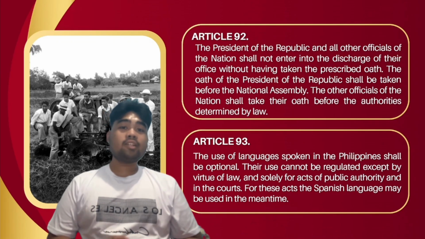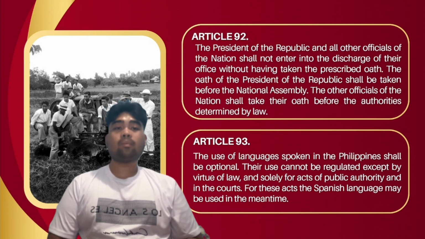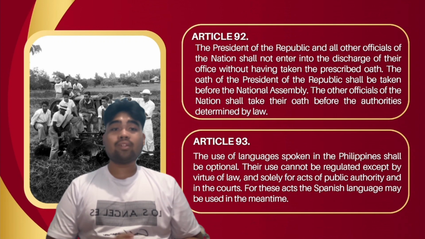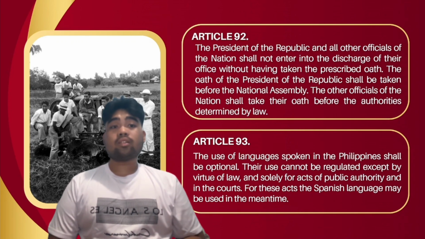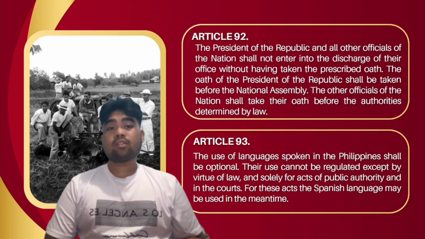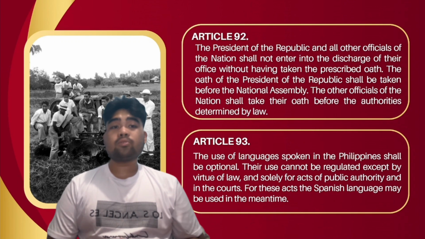Moving on, Article 92 states that all the government officials, including the President of the Republic, shall not enter the discharge of their office without taking the prescribed oath. The President shall take it before the National Assembly, and the other officials shall take their oath before the authorities determined by law. Article 93 states that languages used in the Philippines are optional and cannot be regulated except by virtue of law, acts of public authority, and in courts. These acts allow the Spanish language to be used for the meantime.